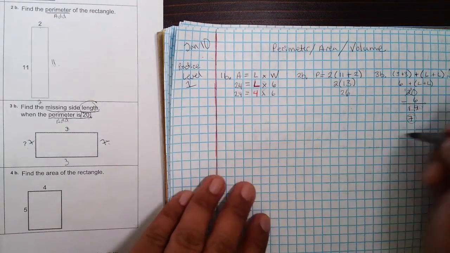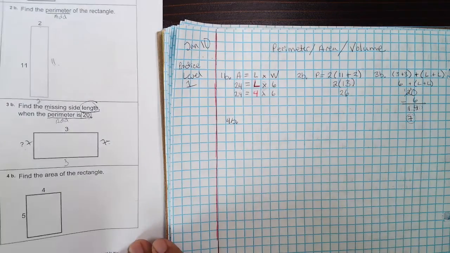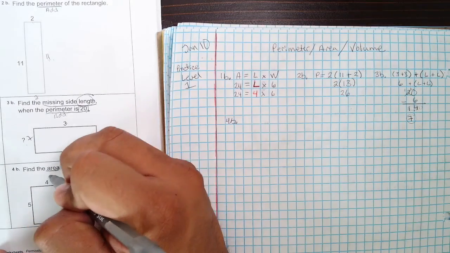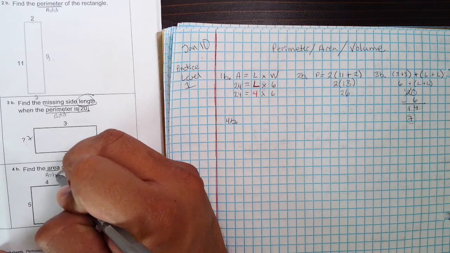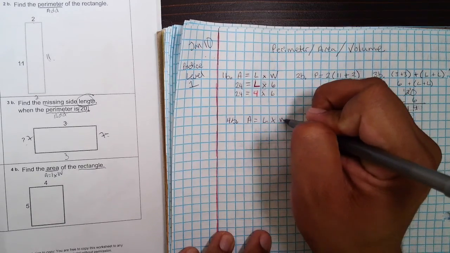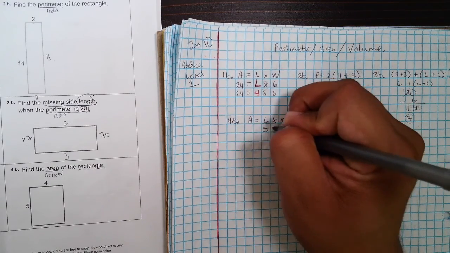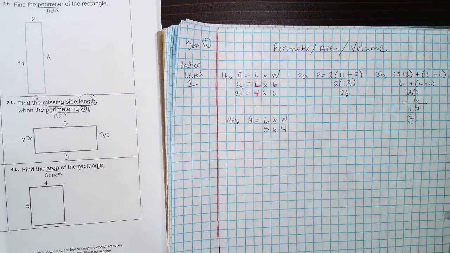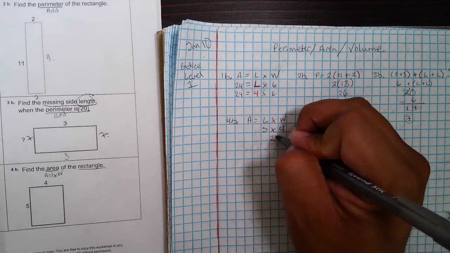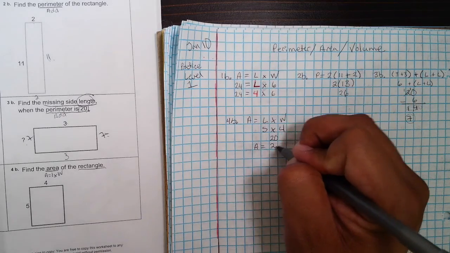All right, 4B. I don't know why I started it right there. Okay, but anyway. 4B, find the area of the rectangle. Okay, area meaning area equals length times width. I'm pretty sure a lot of you can already do that one in your head. Length times width, 5 times 4 is going to give me 20 units squared. So area equals 20.